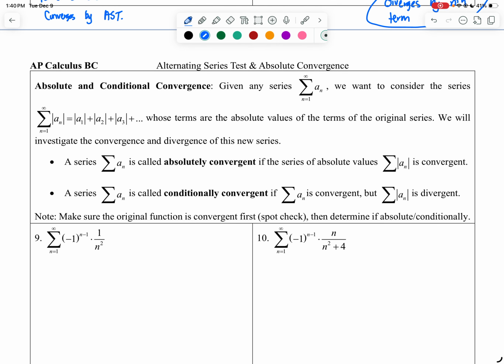Alrighty, in this video we are going to be talking about absolute and conditional convergence. So essentially the goal here is, if we know that the series is convergent, we want to look at what's happening whenever we take the absolute value of each term and see if the series of absolute values is convergent or divergent. So the first thing that we need to do here is prove that the original series is convergent. We can't really use absolute and conditional convergence unless you know that the original series is convergent.